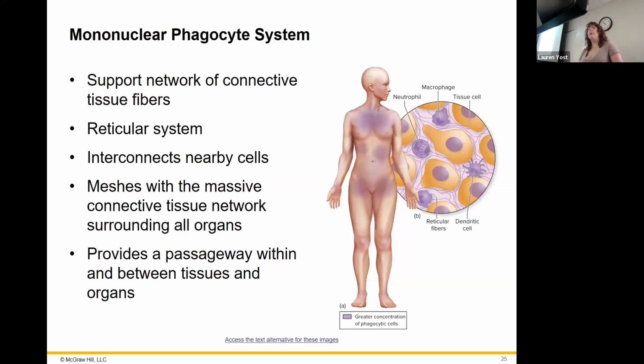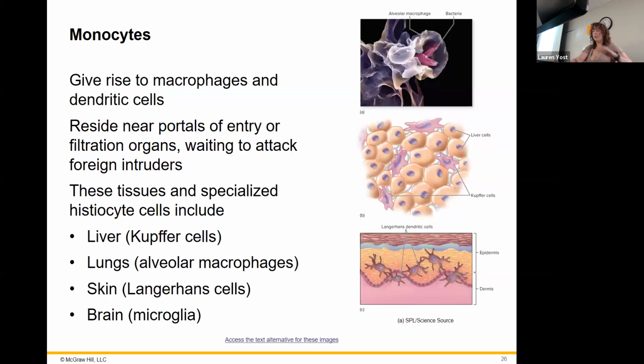So that mononuclear phagocyte system, or the MPS, is just connective tissue fibers. They call it a reticular system. That is literally just fibers made of protein or something like that, that allows cells to move around between cells and between tissues, right? So it's going to connect nearby cells and provide passageway between tissues and organs. And all of our white cells can move along that.